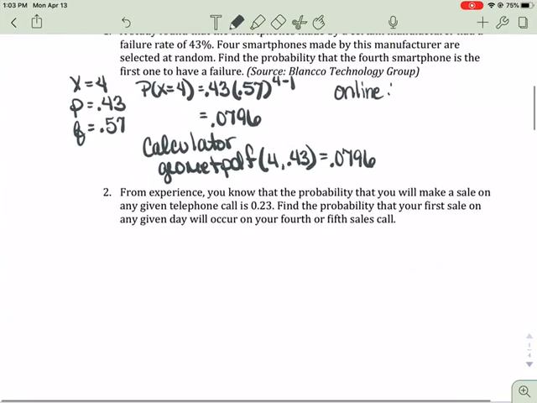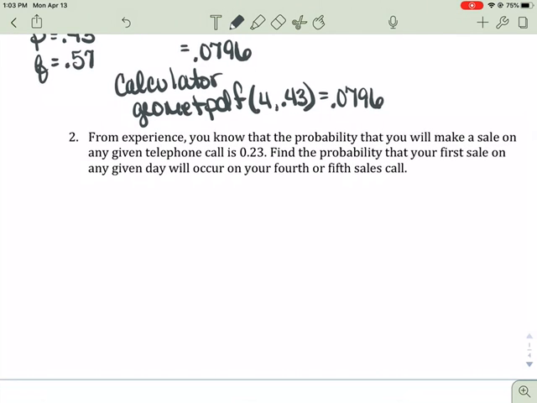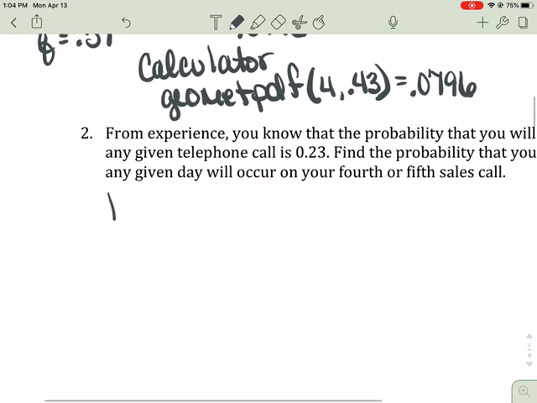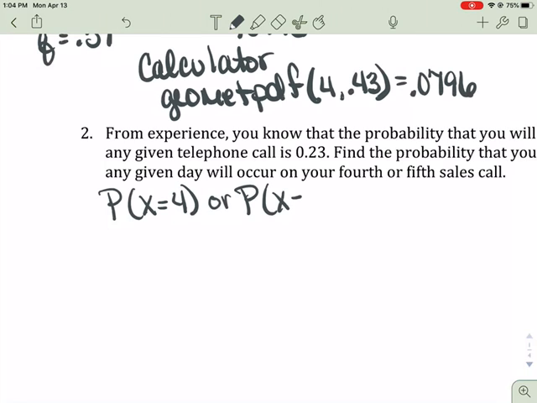All right, so let's try this one. Pick whichever method you want: formula, calculator, or online. We have an experience known that the probability that you'll make your first sale on any given call is 0.23. Find the probability your first sale on any given day will occur on your 4th or 5th call. So we're actually interested in the probability of x equaling 4 or the probability of x equaling 5.